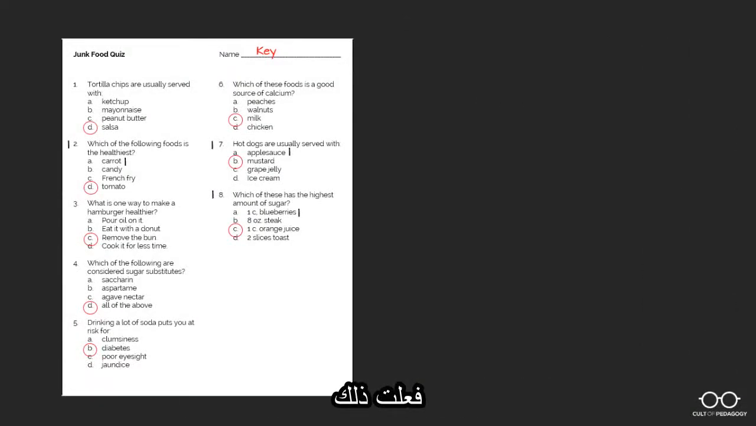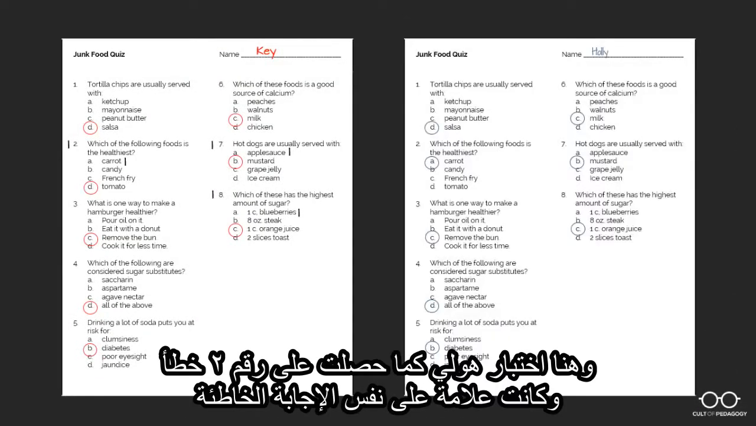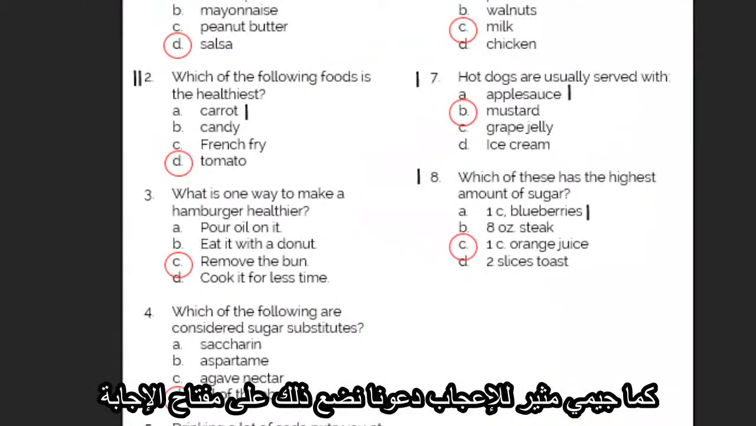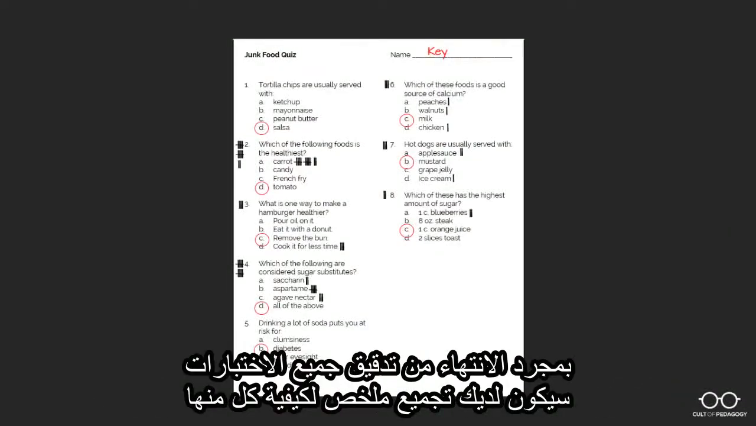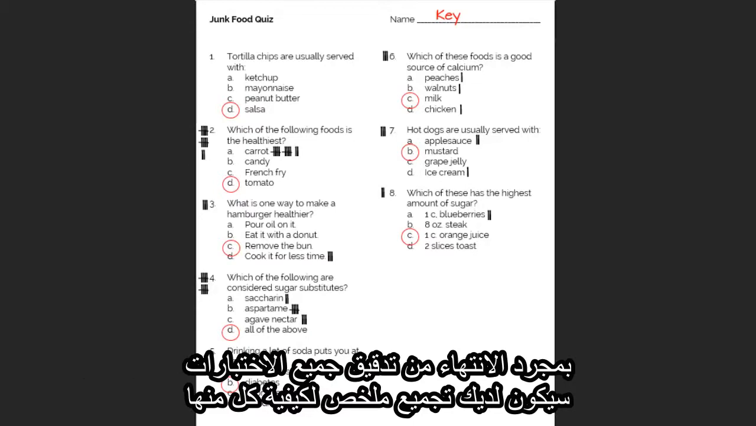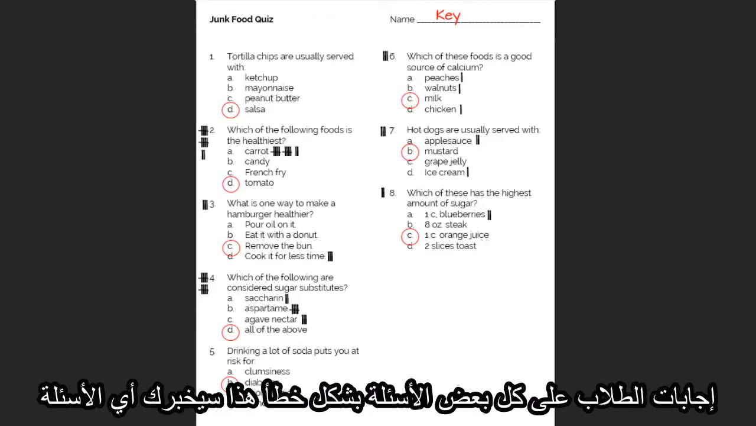Done with that. Here's Holly's quiz. She also got number 2 wrong, and she marked the same wrong answer as Jamie. Interesting. Let's tally that over on our answer key. Once you've finished grading all of the quizzes, you have an aggregate, a summary of how each student answered every question that they got wrong.